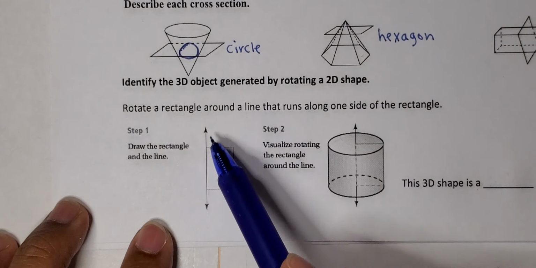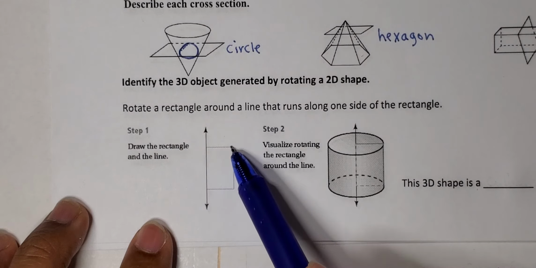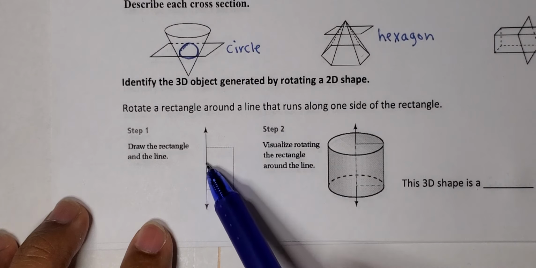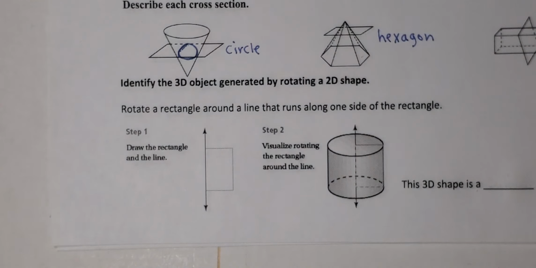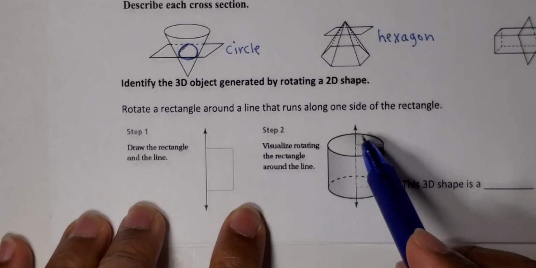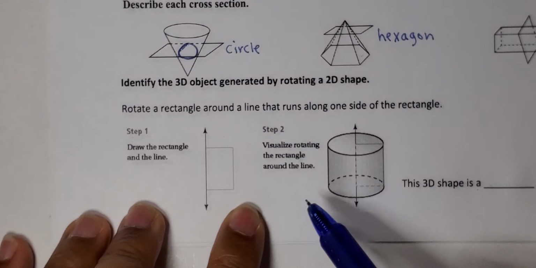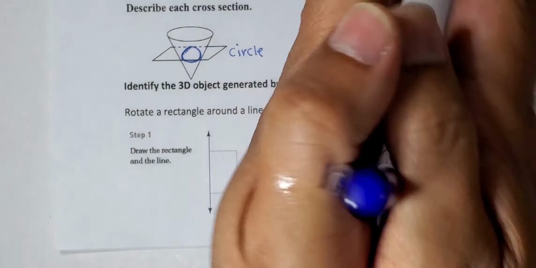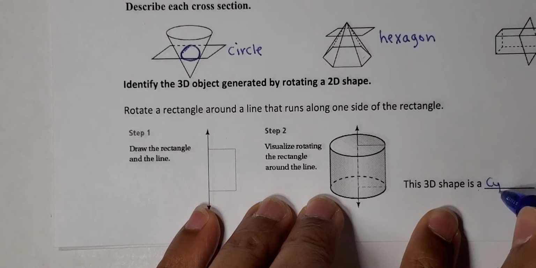Imagine that you have a pen, right? And you attach or glue a sticky note to that pen. And imagine that you're rotating the pen fast. The question is, what shape is that going to form? To visualize this, you rotate the rectangle around the line. As you rotate it fast, and you look at this from, let's say, the top perspective, to you it's going to look like a cylinder, right? So that's all this is.